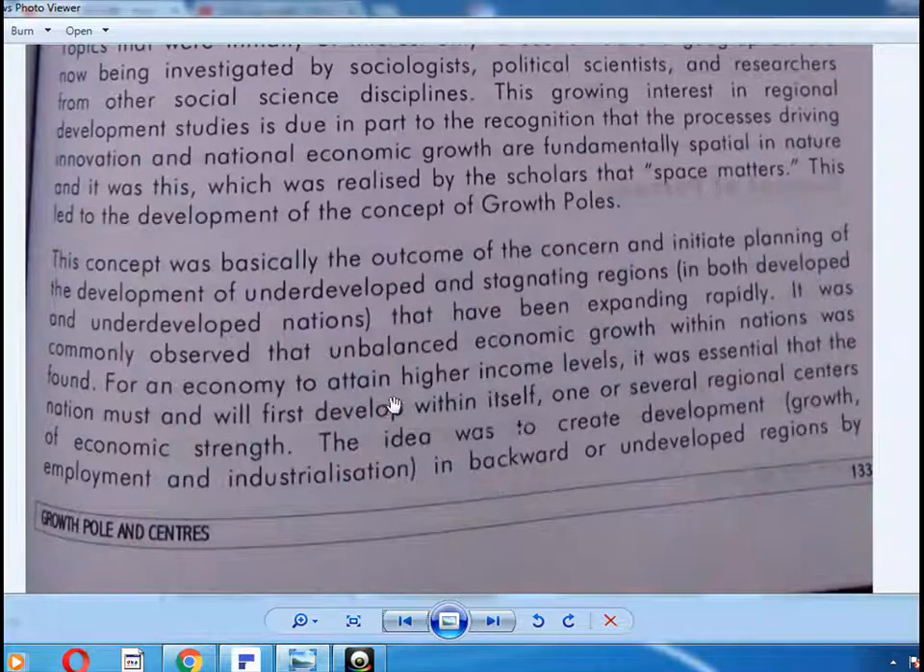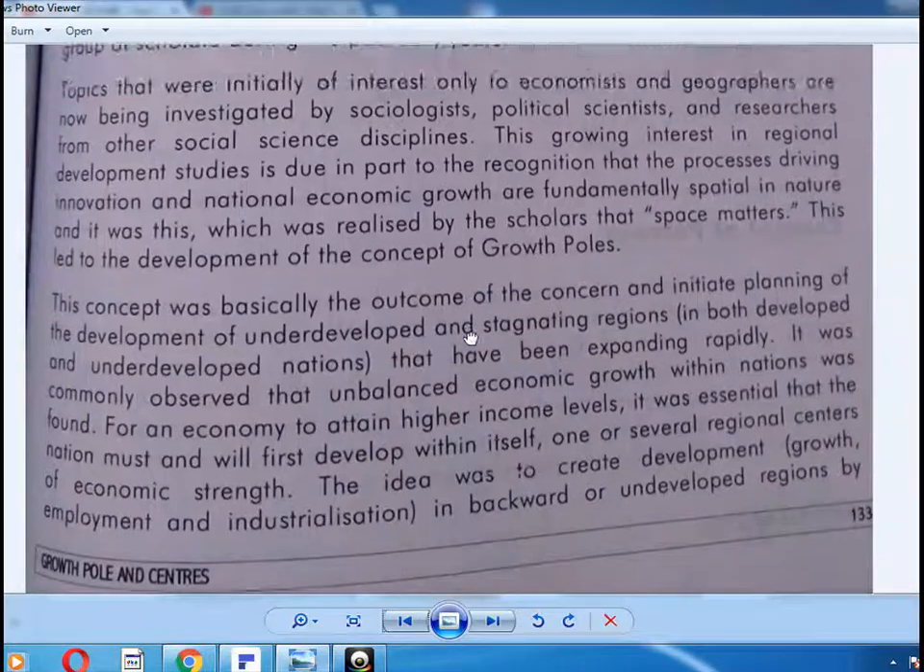For an economy to attain higher income levels, it was essential that the nation must first develop within itself one or several regional centers. Okay, several regional centers of economic strength. The idea was to create development, growth, employment, and industrialization in backward and or underdeveloped regions. Okay, you can understand the concept here.